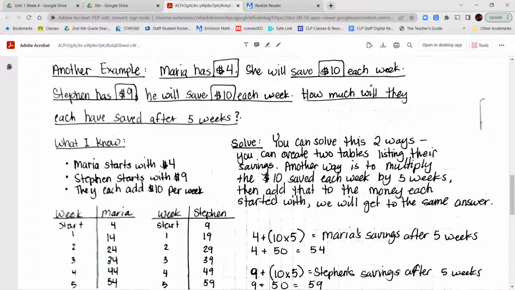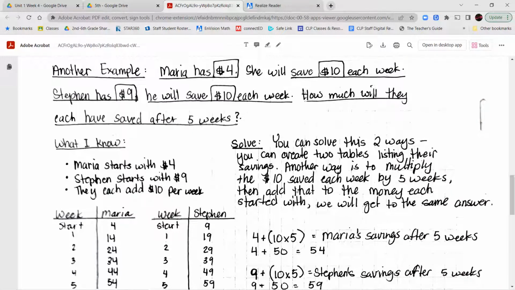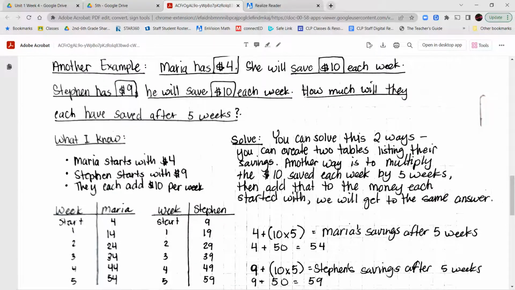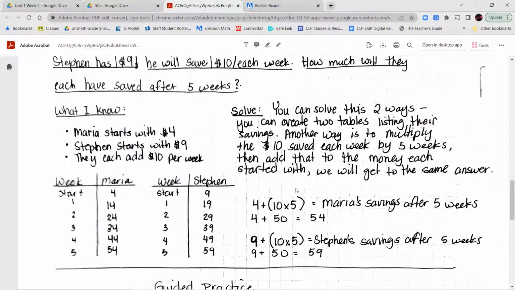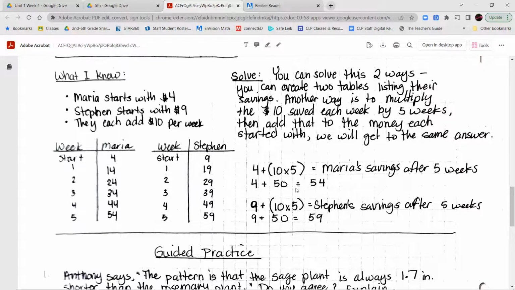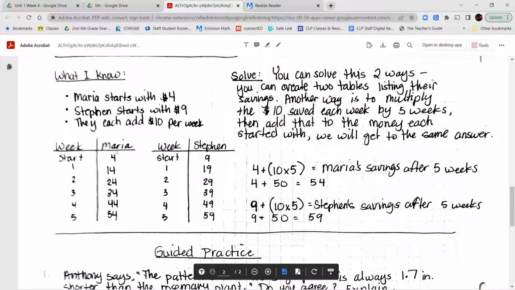All right, our next question says Maria has $4 and she will save $10 each week. Stephen has $9 and he will save $10 each week. How much will they each have after 5 weeks? So same concept that we did in our previous examples. They start at a different amount. They both follow the same rule. So I know she starts with 4. So for her table, I start her with $4 and he starts with 9. So his table starts with $9.